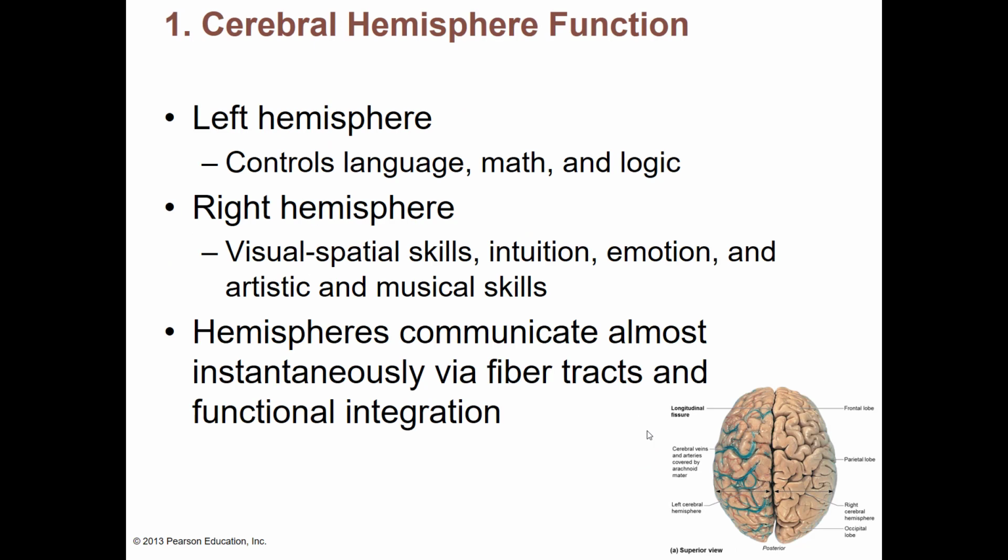Again, you have 2 of them. You have a left one and you have a right one. The left one generally controls your language, your math, your logic. The right one's more emotional, visual, spatial, musical. They still chat with each other. They are still connected, although they do have a pretty deep fissure between them. There are still fibers that connect the 2 together, so they can still communicate from one side to the other.